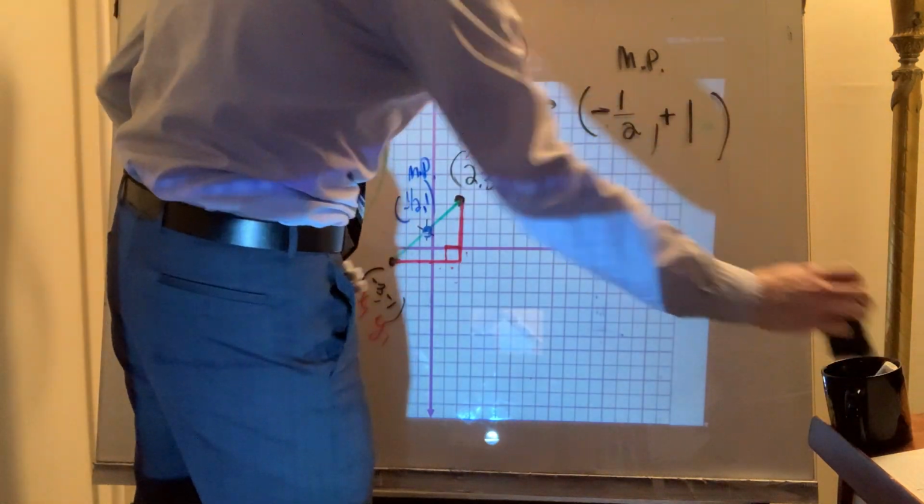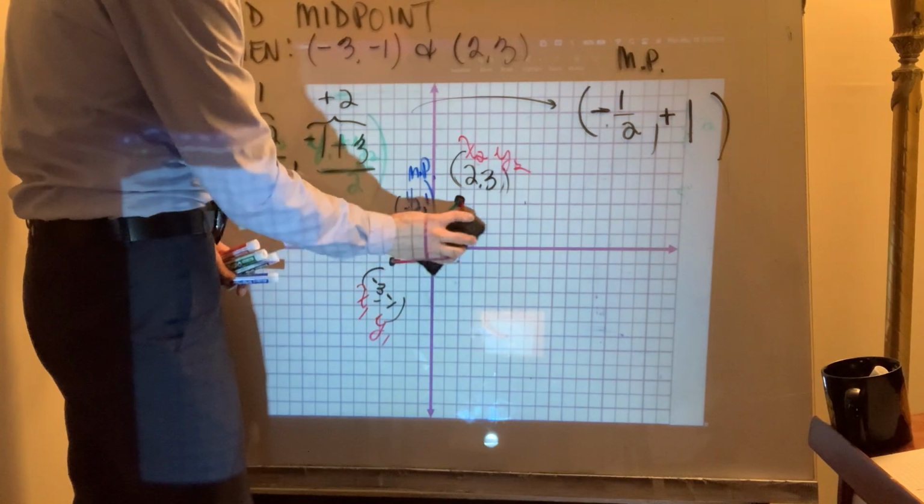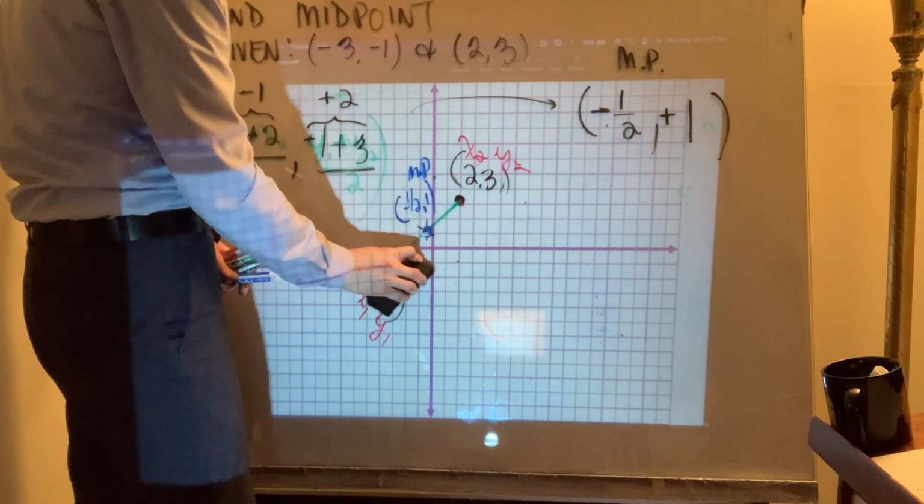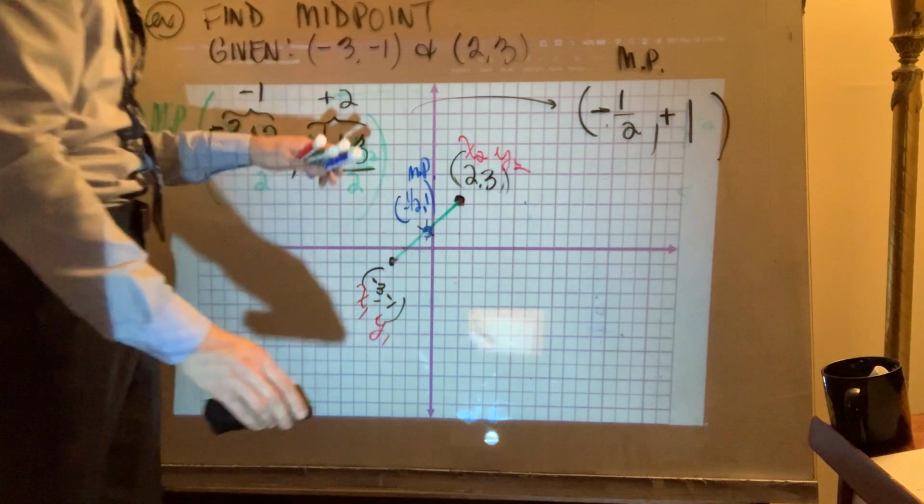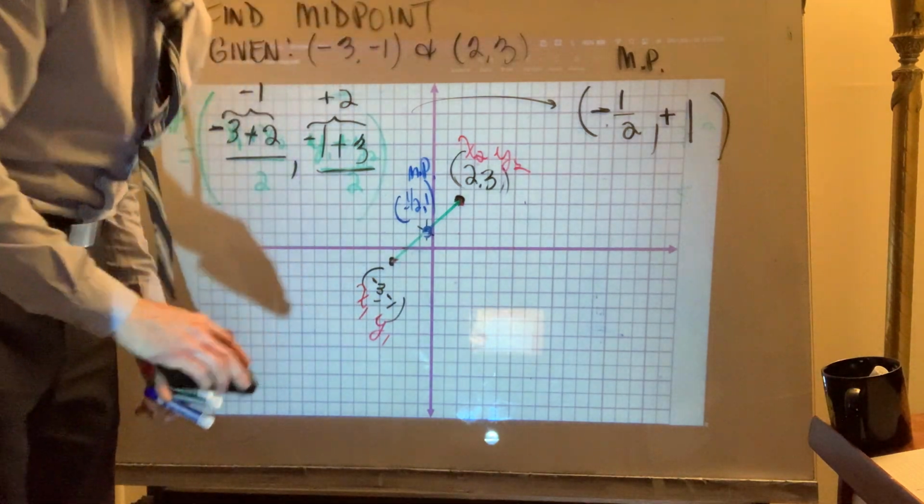All right, again, try to guesstimate by eyeballing it. It's not impossible, but the formula would give you an exact answer, so you would opt for that.